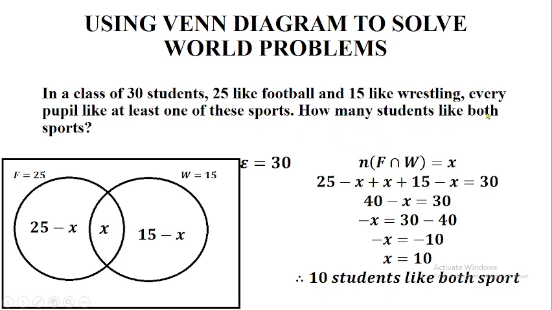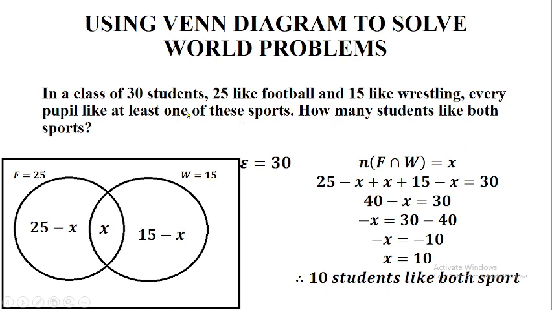So how many students like both sports? That means how many students will be here that like both sports? So they want us to find the elements that are here. Then how do we interpret this question?